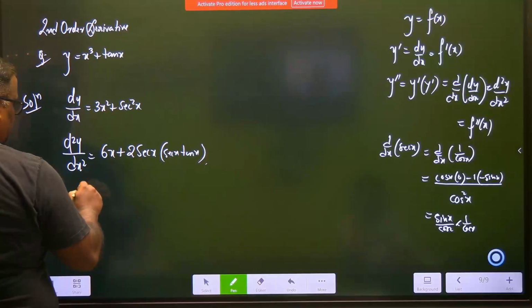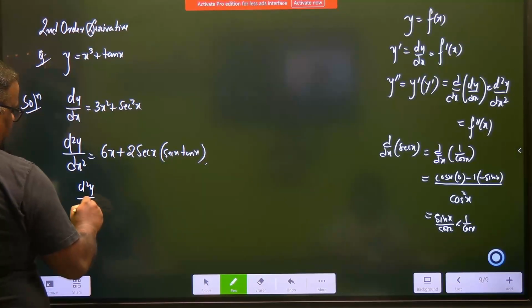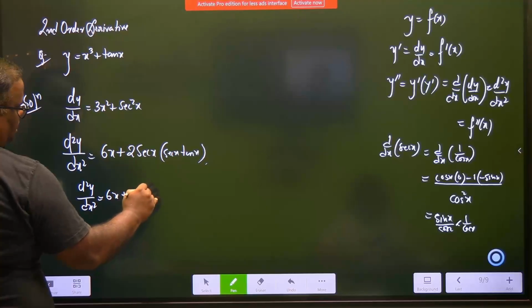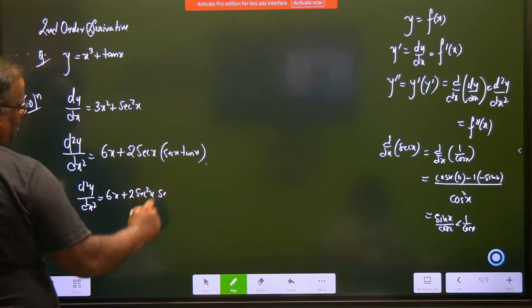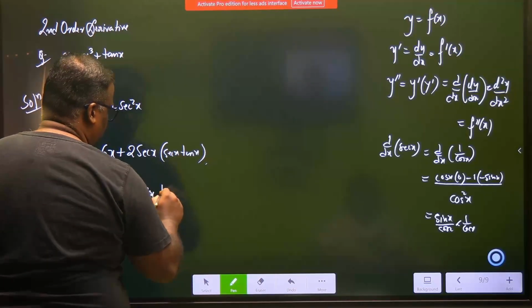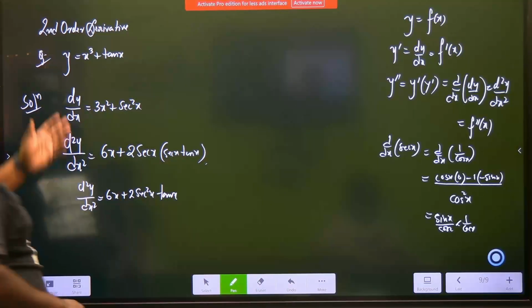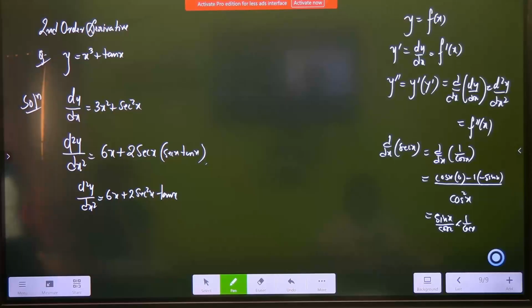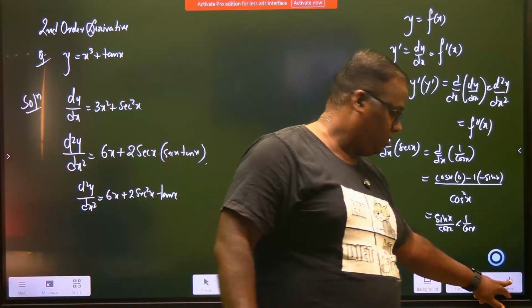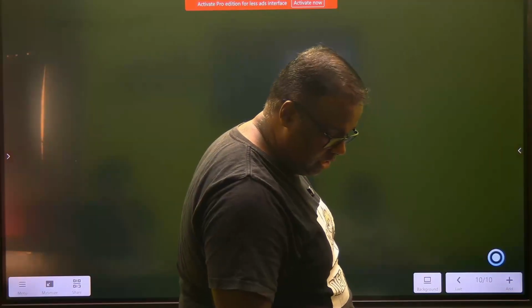So my second derivative is equal to 6x plus 2 sec square x tan x. That's so easy. You just have to differentiate the function twice. Clear? Let's do one more. All examples we will finish.